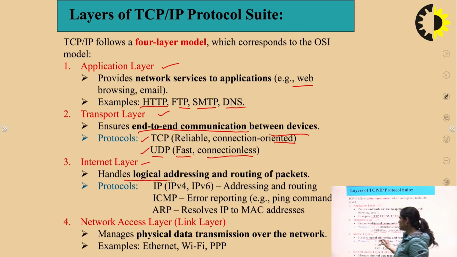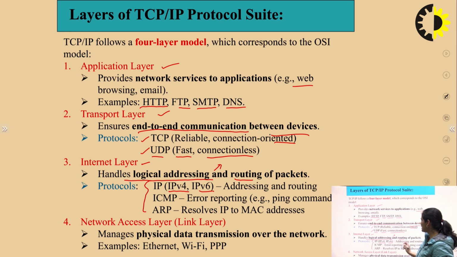Now, the third one is internet layer. It handles logical addressing and routing of the packets, means here you have to decide the optimum path. The protocols of the internet layer are Internet Protocol, IP version 4 and version 6, used for addressing and routing. ICMP is used for error reporting, for example the ping command. Now ARP, Address Resolution Protocol, resolves IP to MAC address.